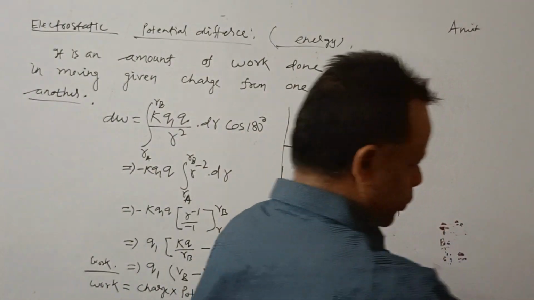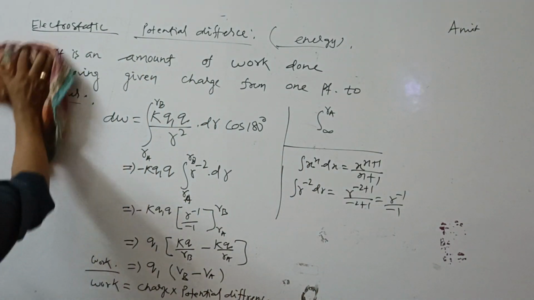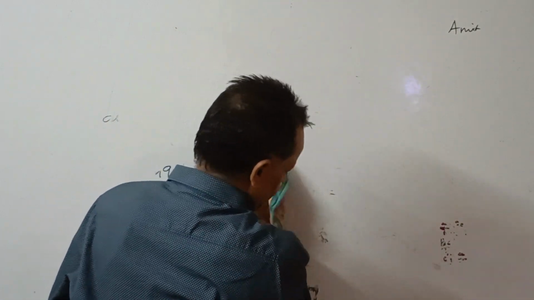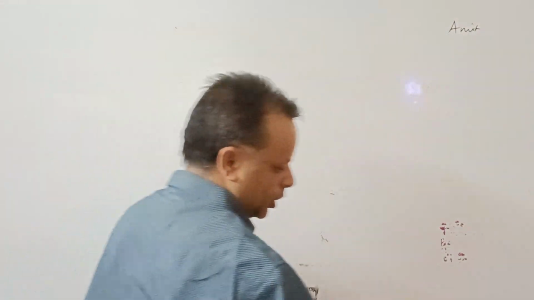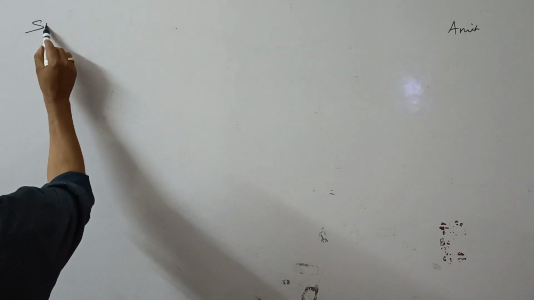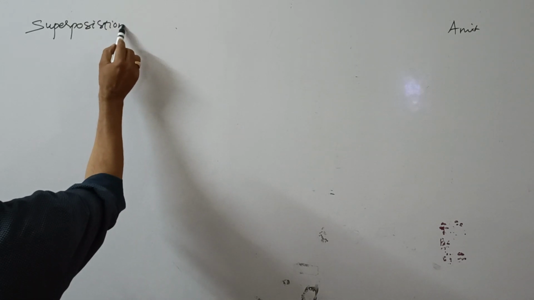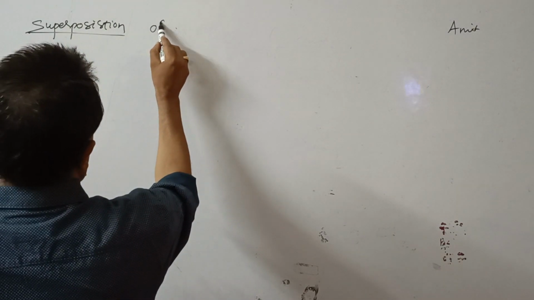Now we will move on to the next topic. What is superposition of potential? Earlier we had studied the superposition of electric field and of force. In those cases, the total force was the vector sum of individual forces, and even the electric field was the vector sum of individual fields. But for the superposition of potential, what we have is this.